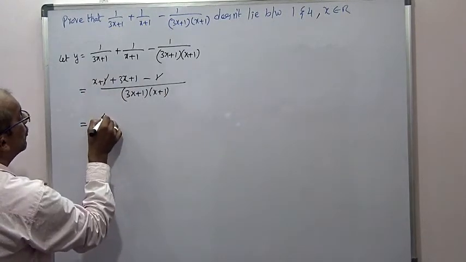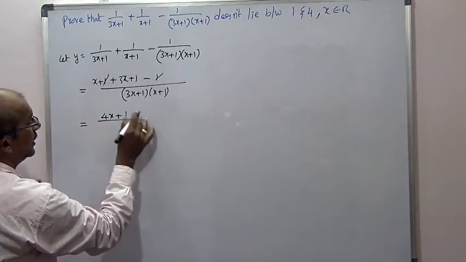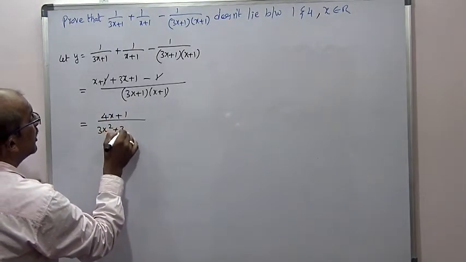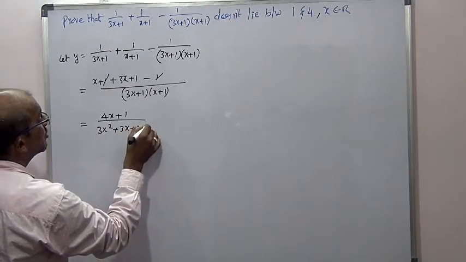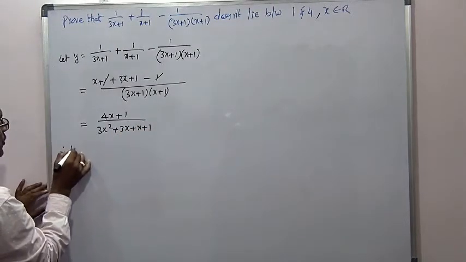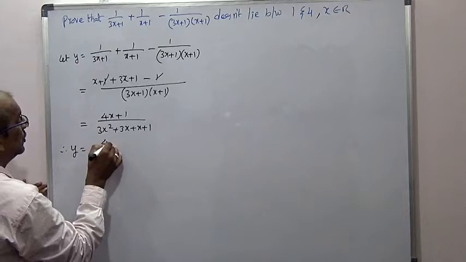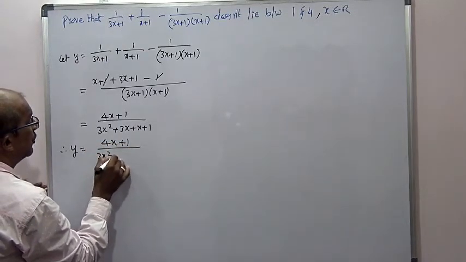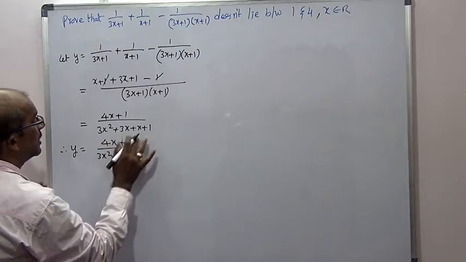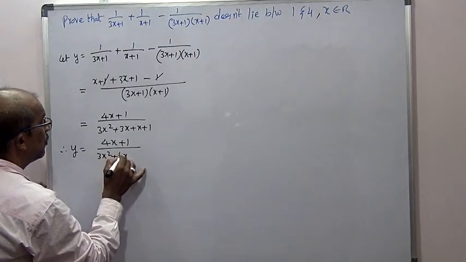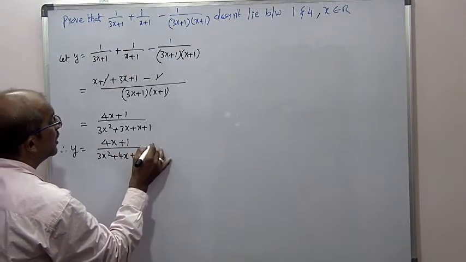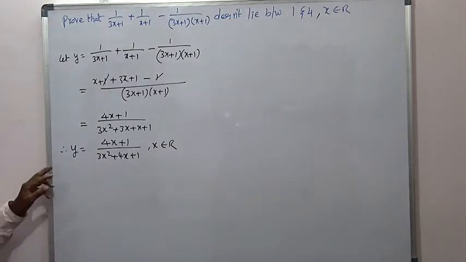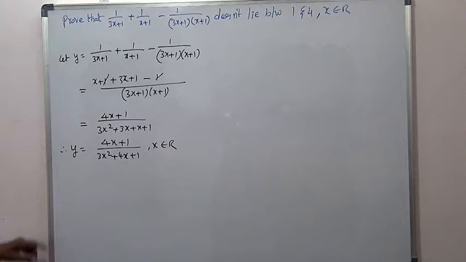3x plus x gives 4x plus 1, over, to simplify, 3x square plus 3x plus x plus 1. Therefore y = (4x+1)/(3x²+4x+1), where x belongs to real numbers. Now this is the actual question.